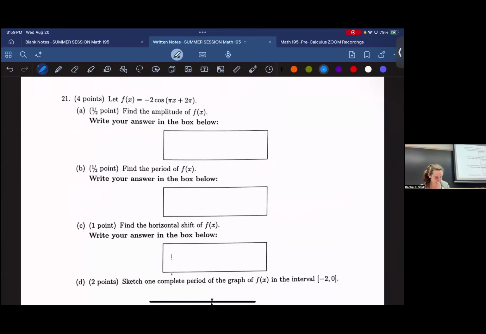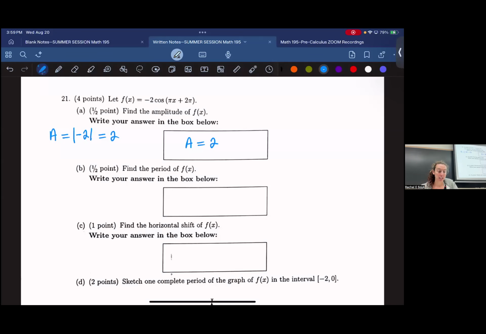Question 21. Very similar to that sample exam. And I know it says it's only worth 4 points, but it is going to be worth 10 points on the final exam. So if anything, this is the question to study. Part A is asking you to find the amplitude. And so our amplitude is our absolute value of -2, which gives us +2.